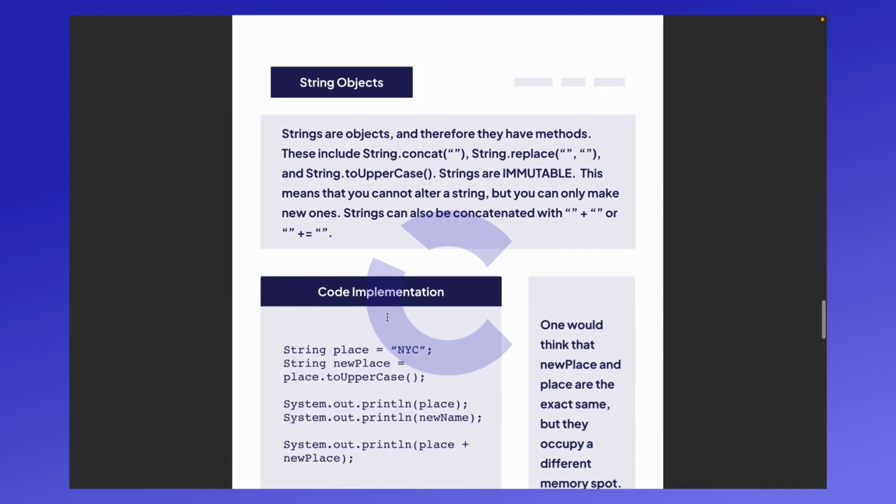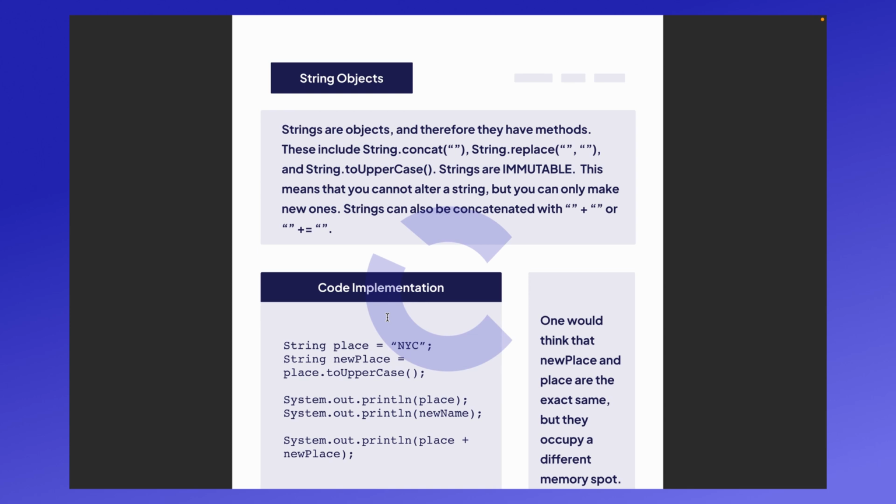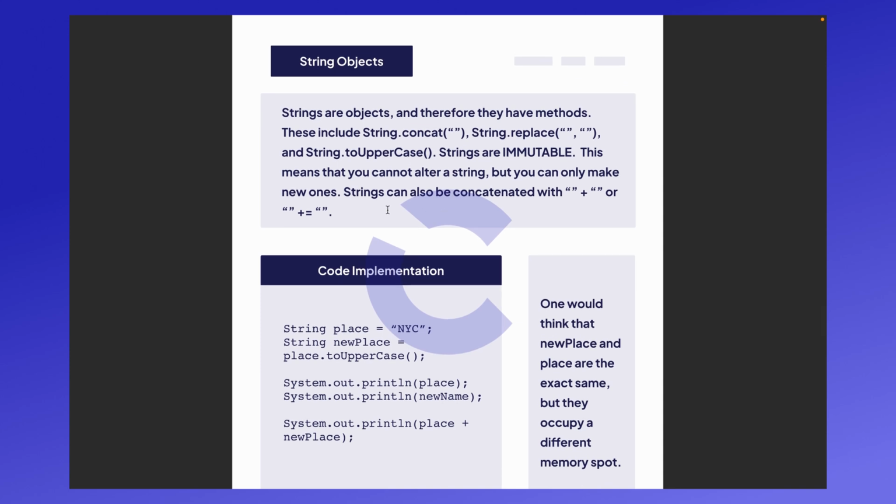String objects. Strings are objects, and that means they have many methods that are already built in. So we have string.concat, which can concatenate. String.replace, which will replace with whatever. String toUpperCase, that capitalizes everything within the object. Strings are immutable. You cannot alter a string like you could an integer or a double or a float. You can only make new ones. So you're making a new object every time you're changing the value.